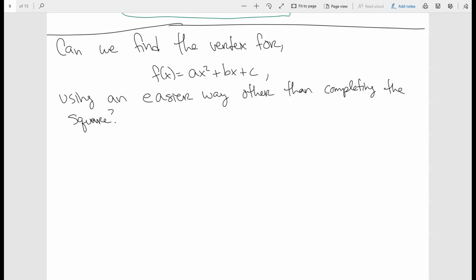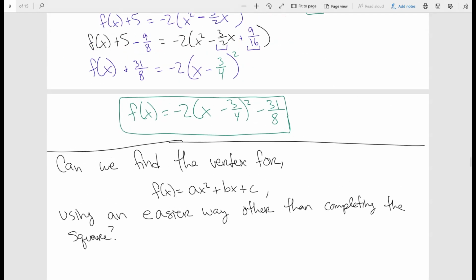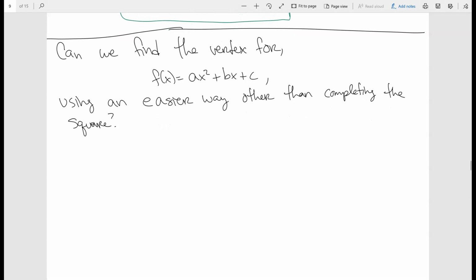So in this video, what we're going to do is go off this question. We've already seen how completing the square works, and you can see that it can get really complicated, especially if you had problems like this. So can we find the vertex for this general form using an easier method than completing the square? The answer is yes, you can.